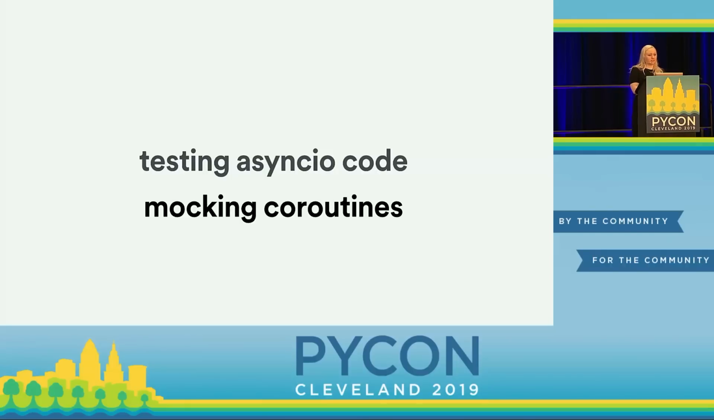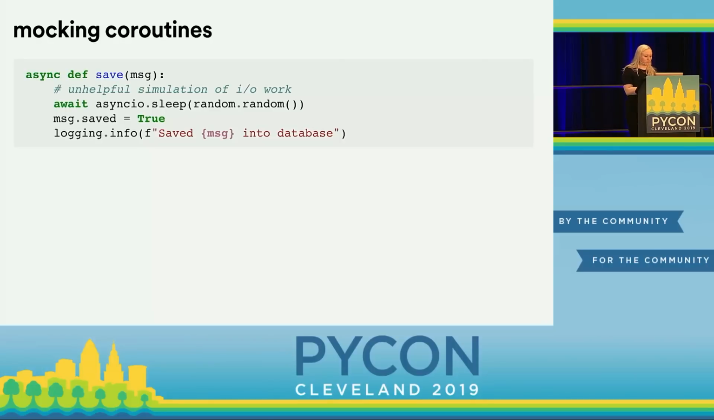So the pytest-asyncio plugin can get you pretty far, but it doesn't help you when you need to mock out coroutines. For instance, our save coroutine function calls another coroutine, asyncio.sleep, or it might actually call a database. Now, you don't actually want to wait for asyncio.sleep to complete while you're running the tests, nor do you actually want to call a database while you're running your tests.